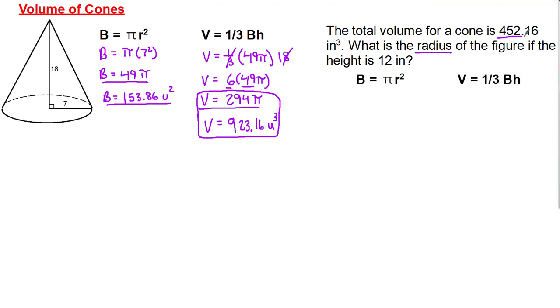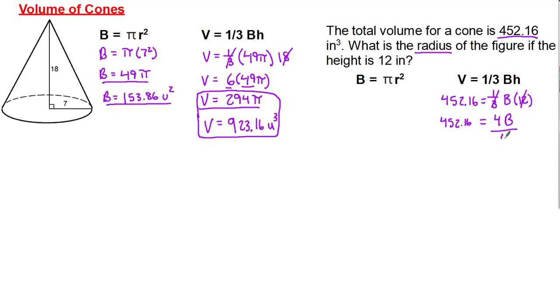So let's write the information that we're given. We have 452.16 is going to be the volume. 1/3 is just 1/3. Our base area we don't know, but we do know that our height is going to be equal to 12. So what I'm going to do, I'm just going to take 1/3 of 12, which is 4, and then our base area, which we don't know.